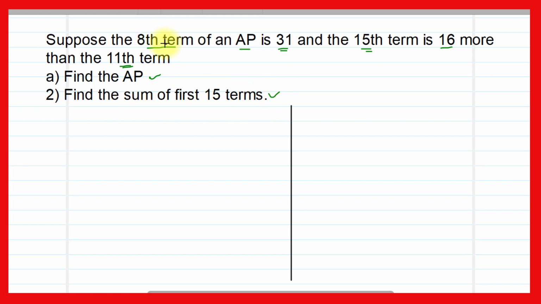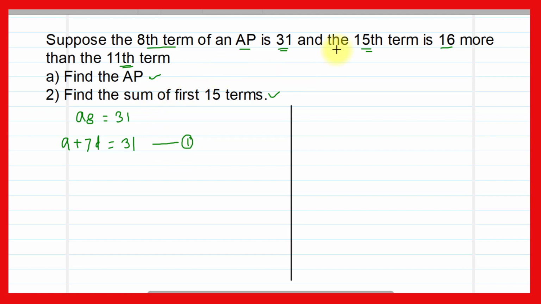Here it is given that the 8th term of an AP is 31. So we can write that the 8th term A8 is equal to 31. But A8 can be written as A plus 7D, which is equal to 31. This you know how we write, because we know that A plus n minus 1 D, so n is 8, so n minus 1, that is 8 minus 1, will be 7D, which is equal to 31. Let this be equation number 1.